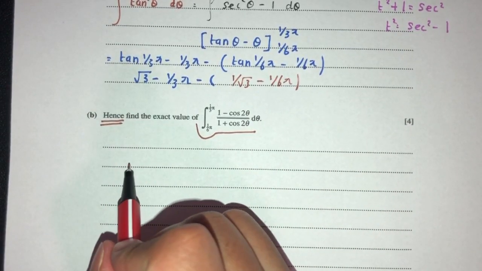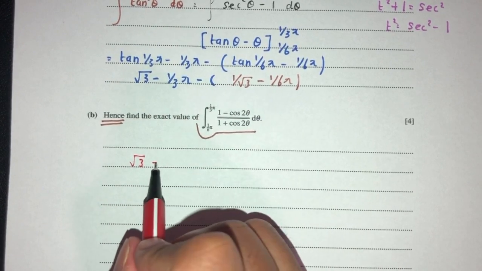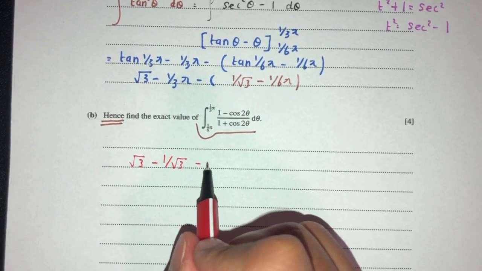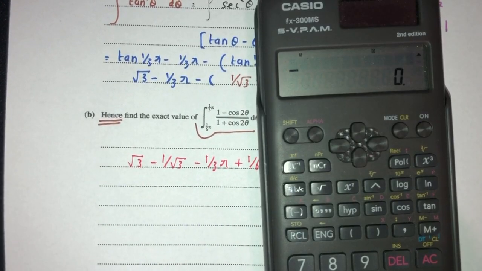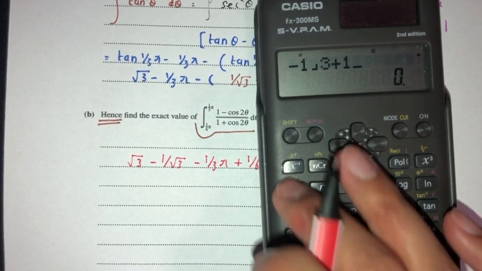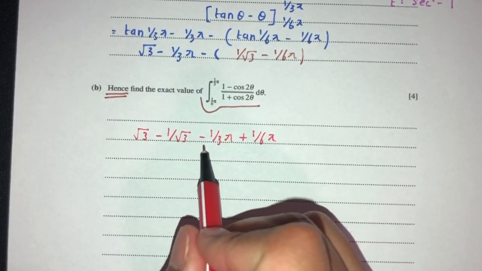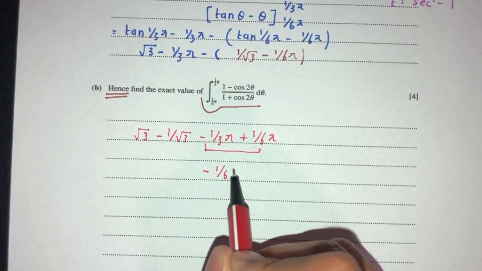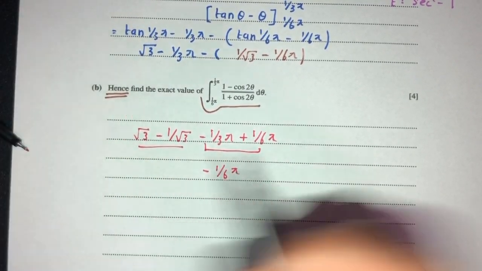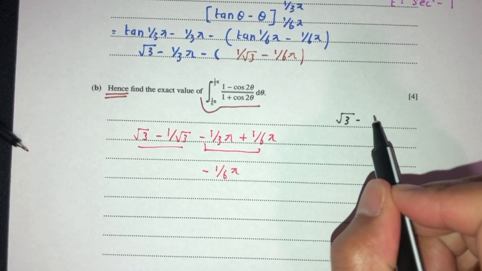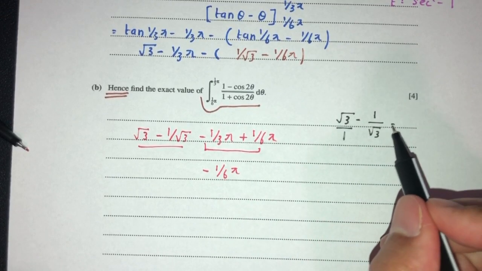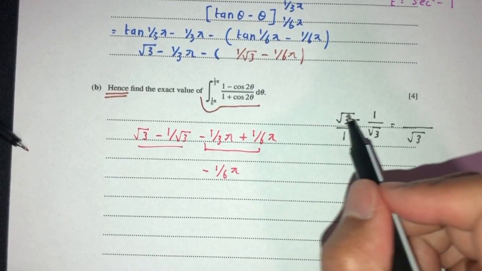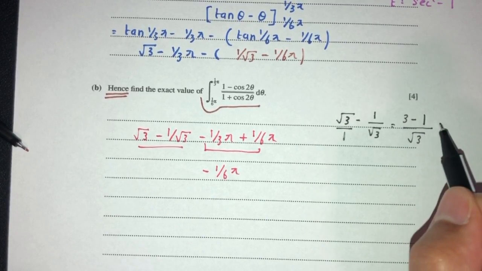Now simplify, in the end we just have to kind of play around with this. You will have root 3 minus 1 over root 3, then minus 1 over 3 pi plus 1 over 6 pi. So minus 1 over 3 plus 1 over 6, that should be minus 1 over 6. So this whole thing will become minus 1 over 6 pi. How about this one? Simplify, root 3 minus 1 over root 3. Now you can combine them together, make them become the same base. Should be root 3 over here. That should become 3 minus 1. That'll be 2 over root 3.